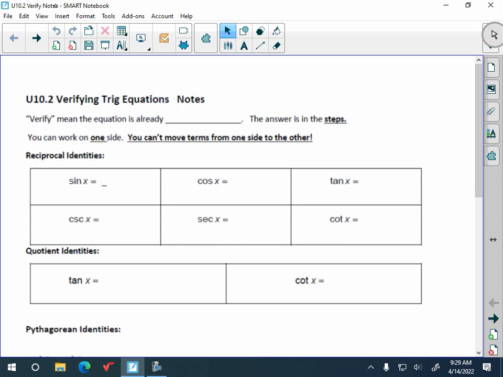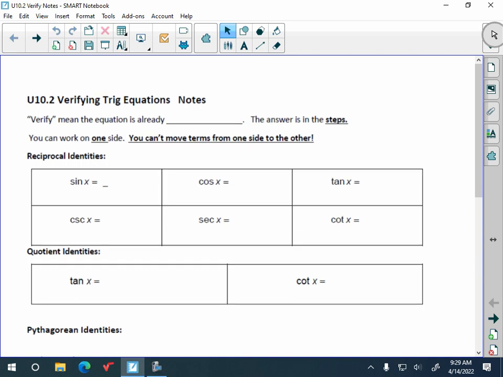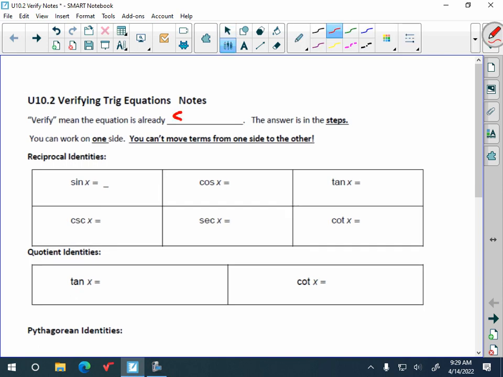All right, so now we're going to look at verifying trig equations. Verify means the equation's already solved. So we're not solving it to see what the answer is. It's the steps that we're going to use to get the answer.